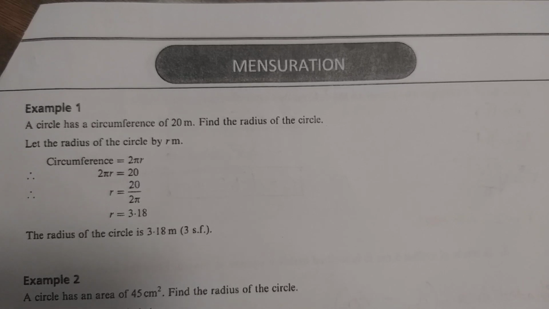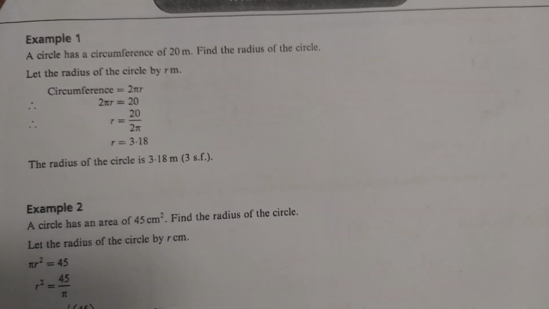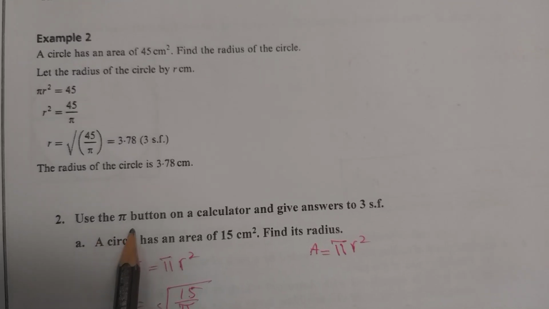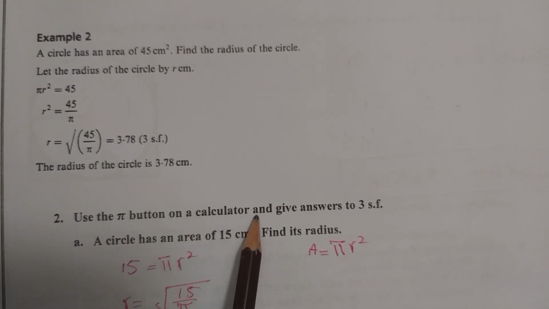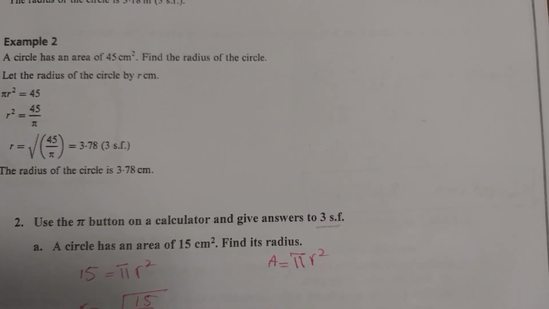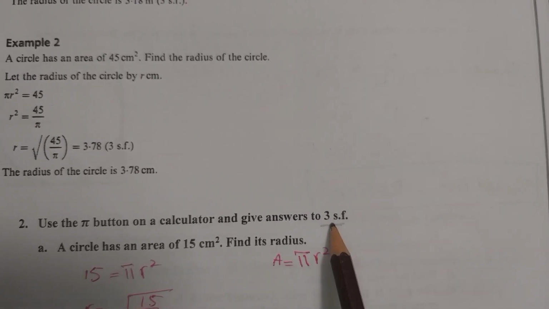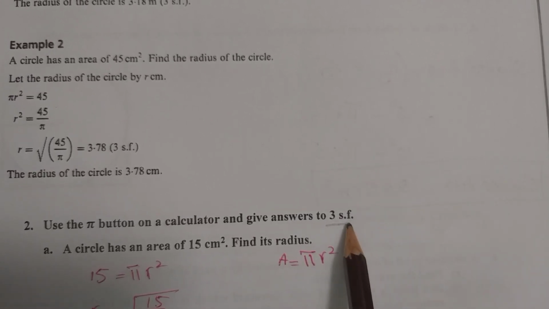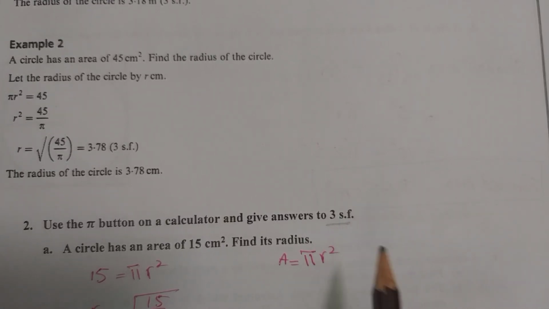In this video we will discuss mensuration again, but with word problem questions. In question number 2 we are told to use the pi button on a calculator and give the answer to 3 significant figures. I have a complete video about significant figures, which you can check out on my YouTube channel, where I explain it in detail.